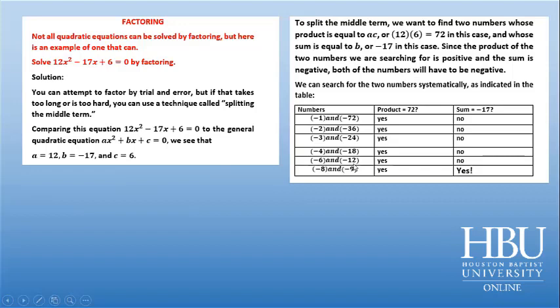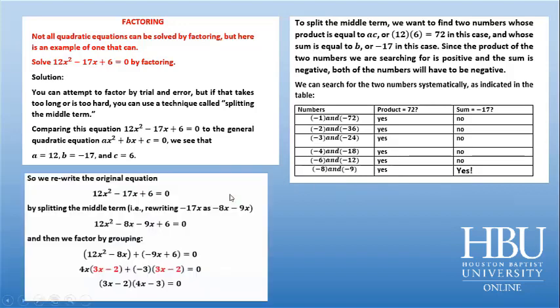But negative 6 times negative 12, that too has a product of positive 72, but the sum there is negative 18. That doesn't work. Finally, look at negative 8 and negative 9. Their product is positive 72. And the sum of negative 8 and negative 9 is negative 17. So negative 8 and negative 9 are the numbers we are looking for. What do we do with those numbers?